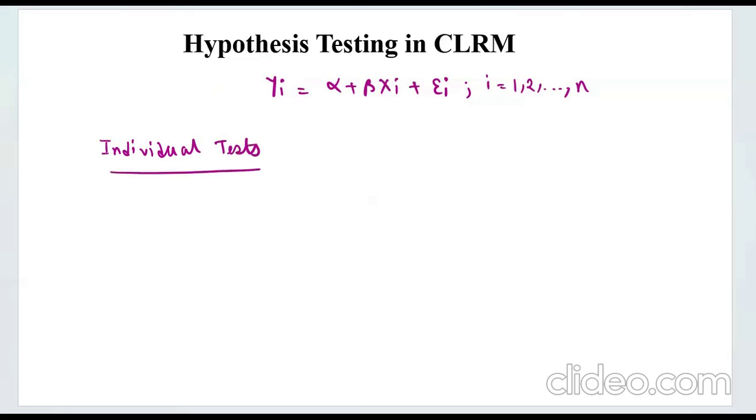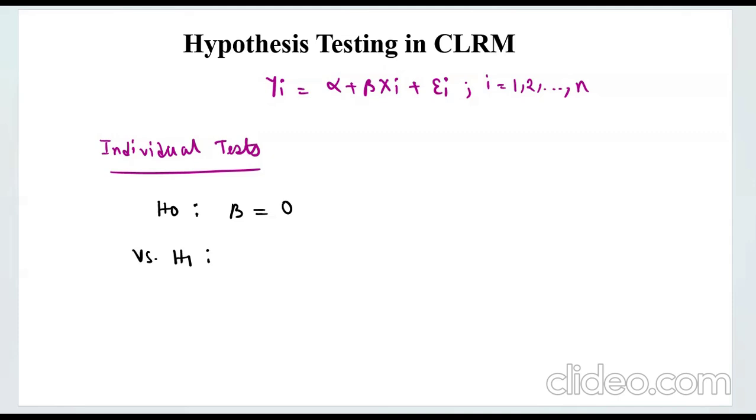What are individual tests? Individual test means we define H naught. Suppose we are conducting a test for beta, then we will define the null hypothesis simply as beta is 0, which means if you accept this null hypothesis, we are saying that beta has no statistical significance on our dependent variable, that is y in our particular case, right? Now versus what is the alternative hypothesis?